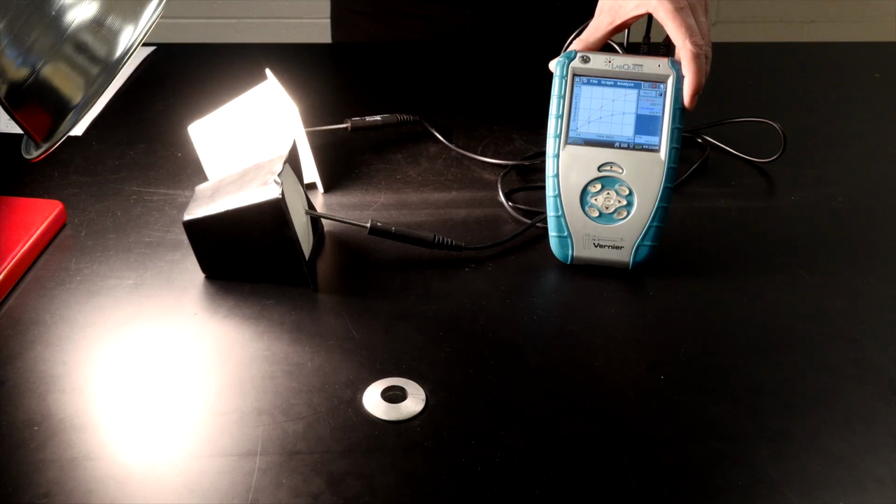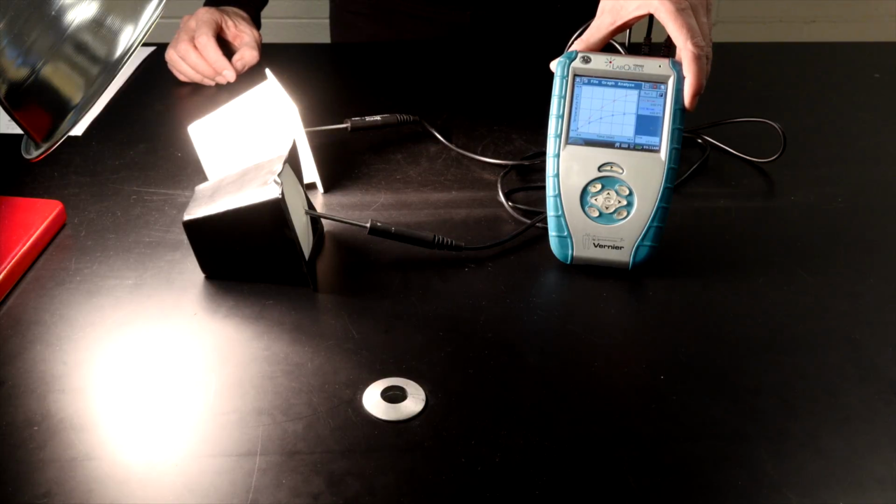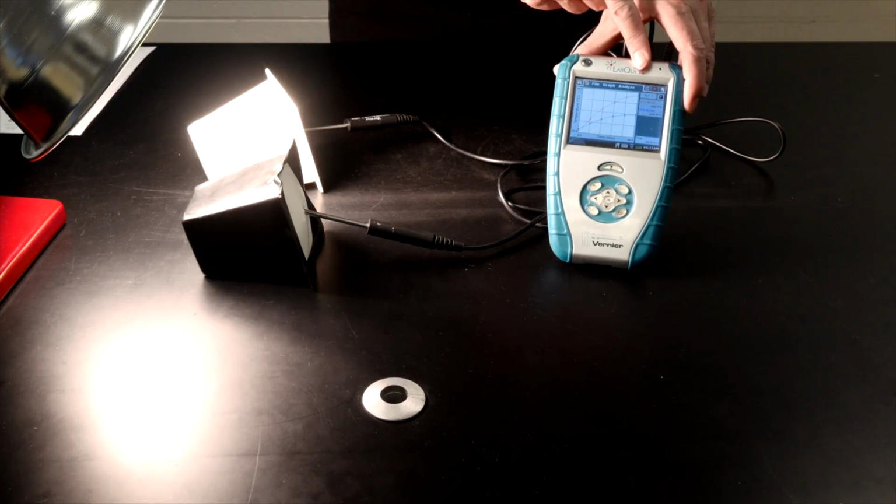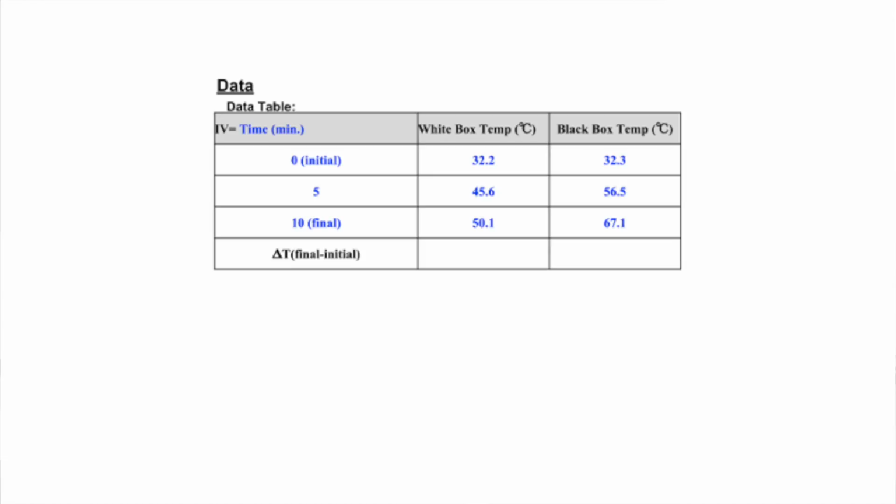Now 10 minutes and the black box temperature was 67.1 degrees C and the white 50.1 degrees C. And you should be aware that this flips back to time 0, which is why those aren't the numbers that you see right there. Record those numbers and then calculate delta T for each box and add those values.